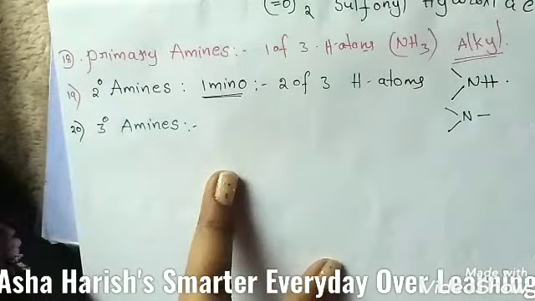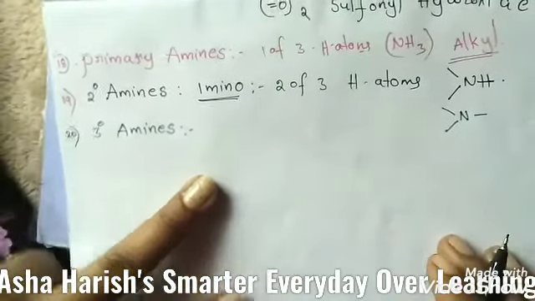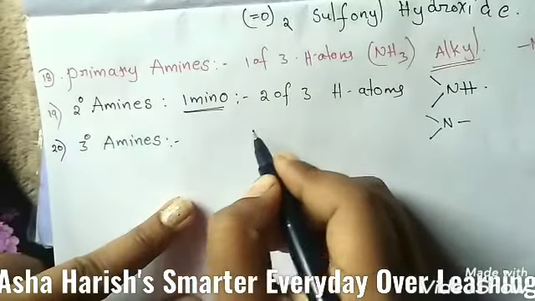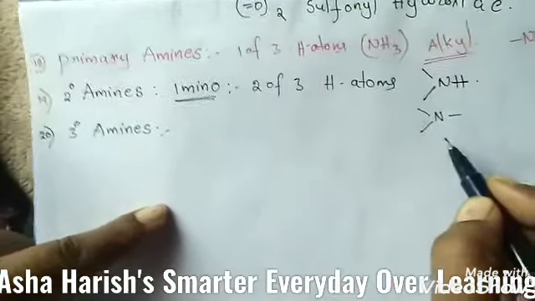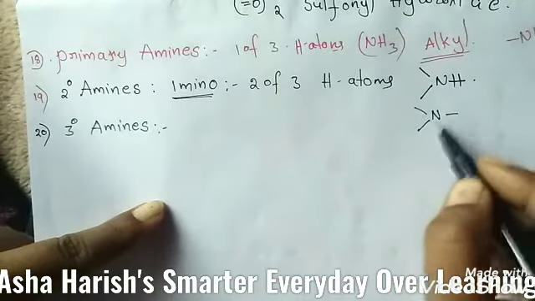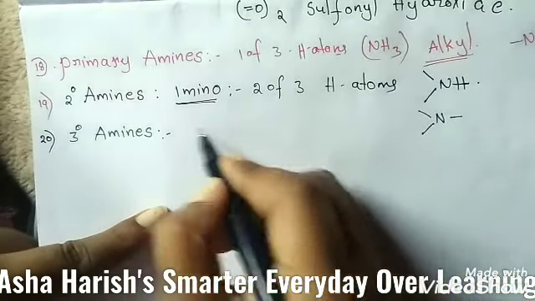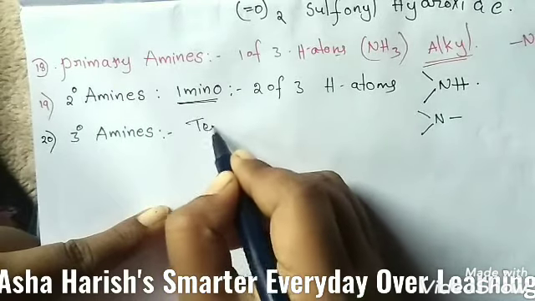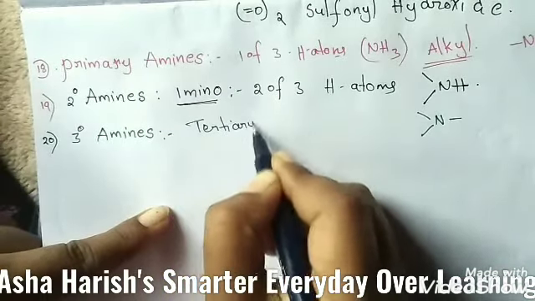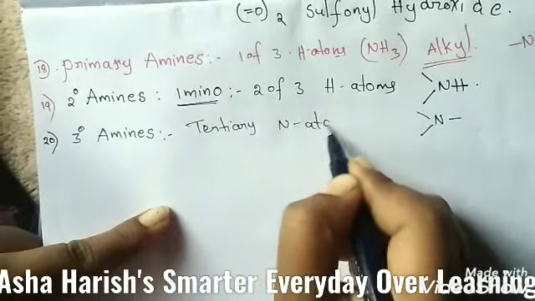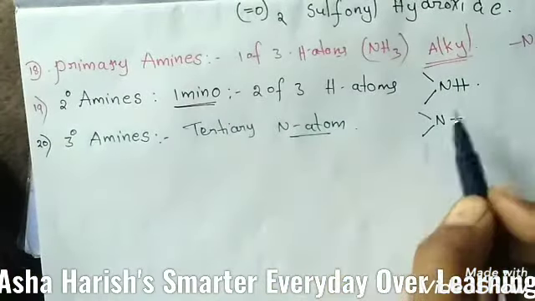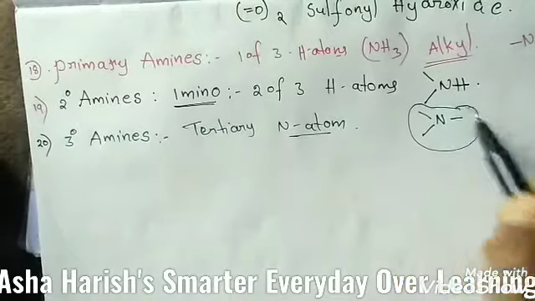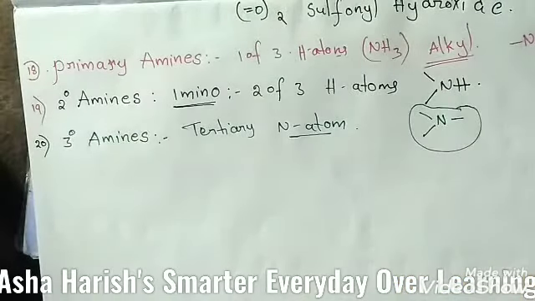Okay. And the next one is tertiary amines. All 3 of 3 hydrogen atoms can be replaced from ammonia by alkyl group. Then the final structure should be N with 3 bonds like this, and here the word tertiary nitrogen atom. Tertiary nitrogen atom. This is the name of the functional group, and this is the structure of the functional group.